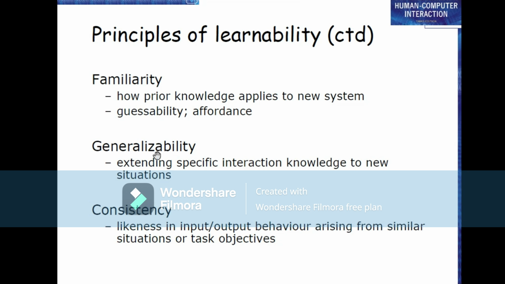So what is it? It extends the same kind of interaction to more than one situation. So extending specific interaction knowledge to new situations, right? I know how to do copy paste for one file, so the same can be applied to different types of files. I will use the same Control C to copy and Control V to paste, whether it is an image, a text within a document, or a file which I want to copy from one location to another. So that's what generalizability is.